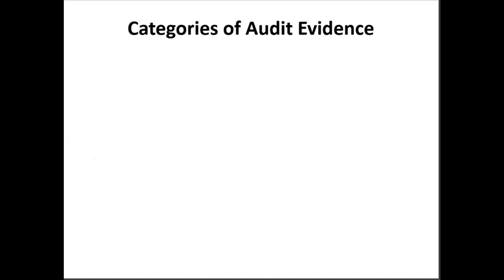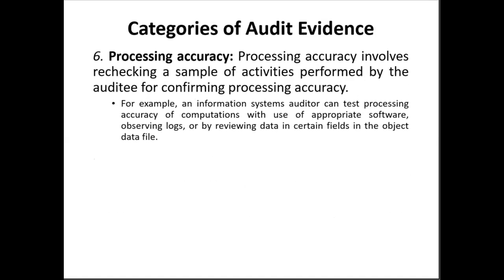Then we also have processing accuracy. And processing accuracy involves rechecking a sample of activities performed by the auditee, that is, performed by the company, for confirming process accuracy. A typical example of processing accuracy may be that an information system auditor can test the processing accuracy of computations with the use of an appropriate software. The auditor can also do this by observing logs or by reviewing data in certain fields in the object data file. The seventh one is screenshots.